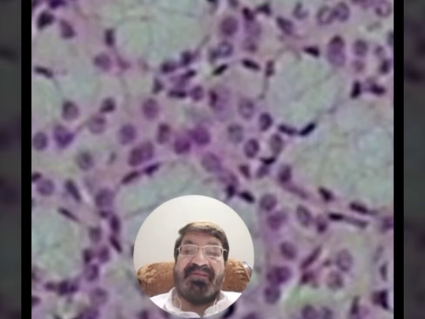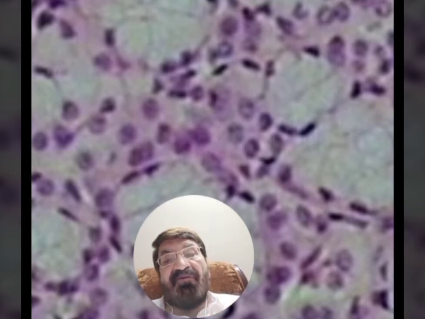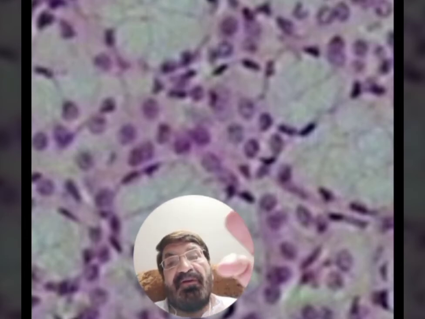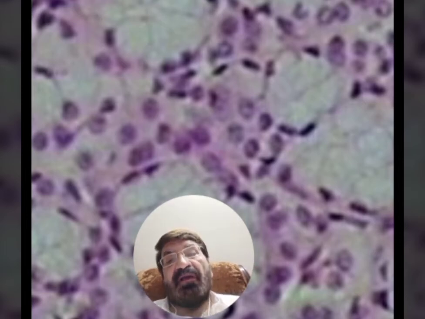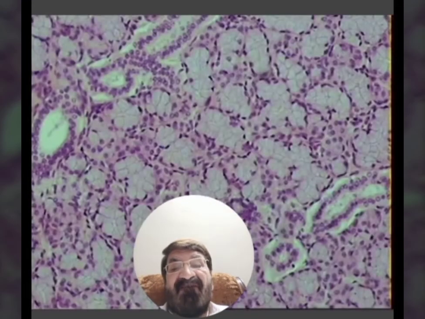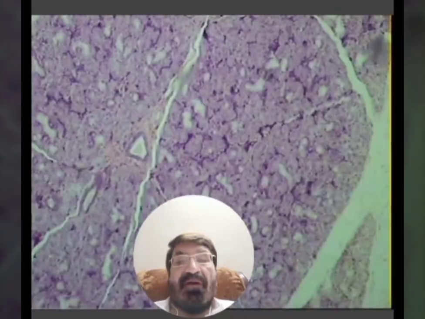boundaries of the pyramidal cells, and nuclei are flattened, elongated. ये पिचके हुए न्यूक्लियाई हैं और ये जो है दीवार के साथ लगे हुए हैं. All these cells are lying over the basal lamina. So this is the sublingual gland.